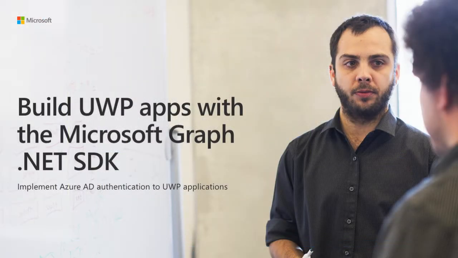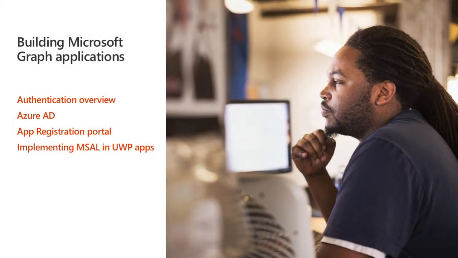In this section, now that we already have our application built and the experience flow already working, the next step is to implement Azure AD authentication inside of our application. To do that, we are going to first look at an overview of authentication. We're going to look at Azure AD, the app registration portal, and then at implementing the Microsoft Authentication Library in UWP apps.